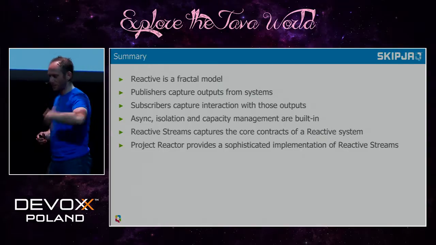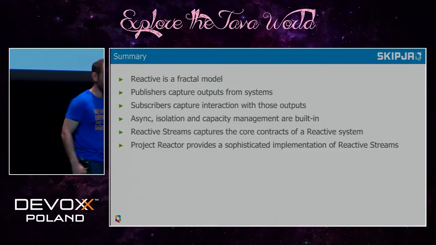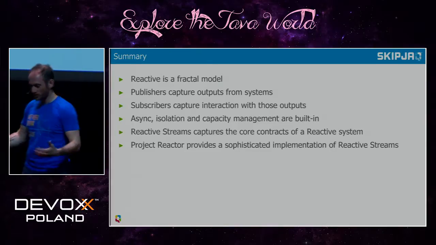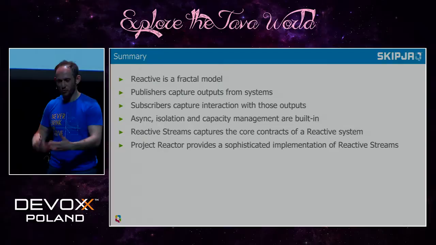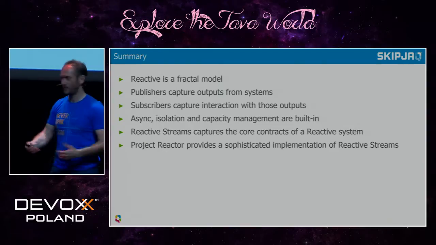Publishers are capturing output from systems, whether that's your own systems or external systems or pretty much anything. And subscribers are the consumers. Back pressure is controlled via your subscription, and explicit back pressure is a really good way of managing memory usage and processor usage and just general utilization.